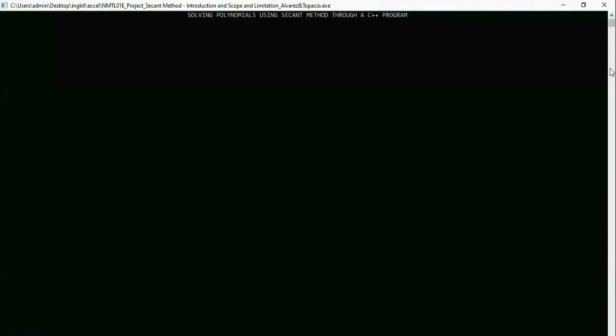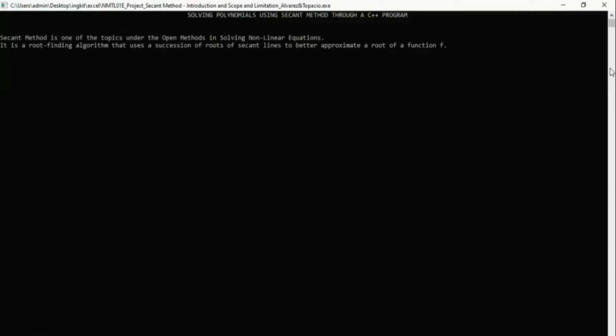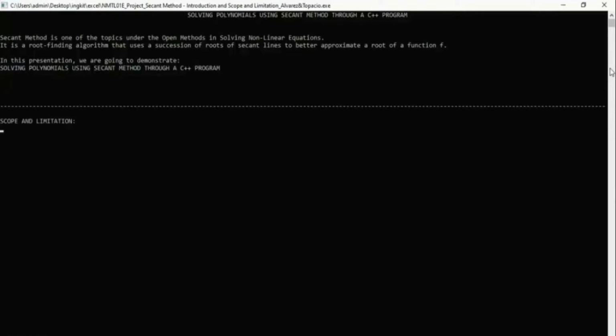Good day everyone. Today we are going to show you how to solve polynomials using the secant method through a C++ program. The secant method is one of the topics under the open methods in solving nonlinear equations. It is a root-finding algorithm that uses a succession of roots of secant lines to better approximate a root of a function f. In this presentation, we are going to demonstrate solving polynomials using the secant method through a C++ program.